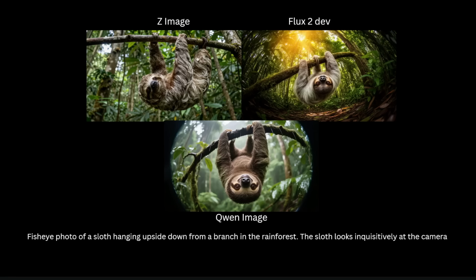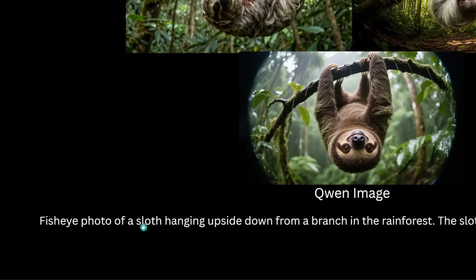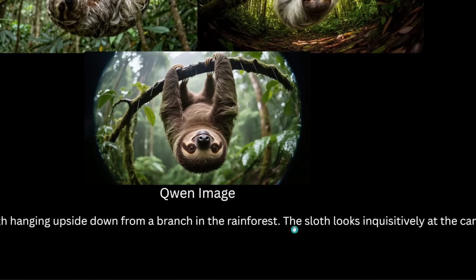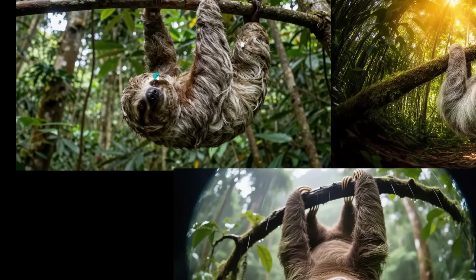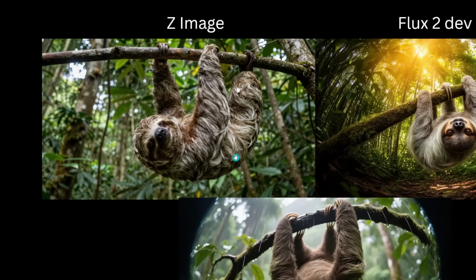Now here's another strength of Z Image that I haven't heard people talk about a lot. It's actually really good at generating wildlife photos. So here my prompt is a fish eye photo because I also want to test its ability to handle different camera perspectives. And then it's going to be of a sloth hanging upside down from a branch in the rainforest. And here's what I got from Z Image. This looks like a legit fish eye photo of a sloth. This looks really nice and realistic.